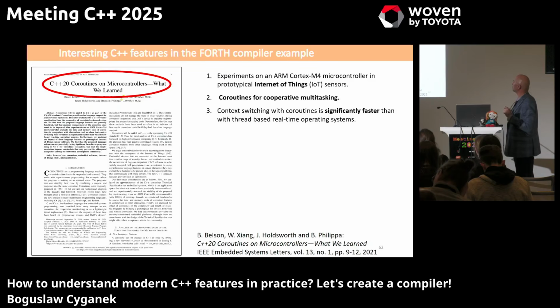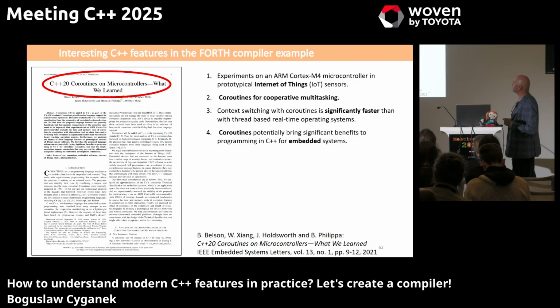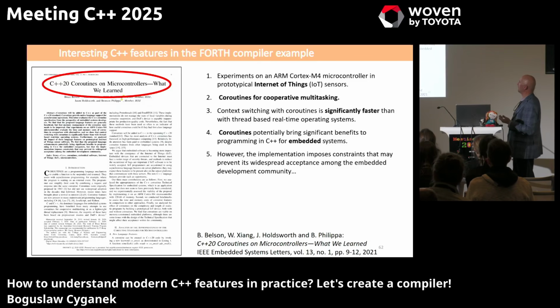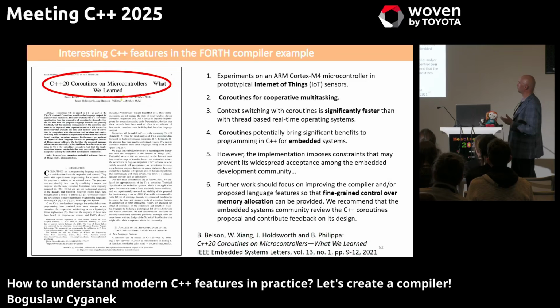Context switching with coroutines is significantly faster than with thread-based real-time operating systems. So this is their finding. But they are good for embedded systems. But the implementation imposes constraints that may prevent its widespread acceptance among the embedded development community. This is what they wrote.